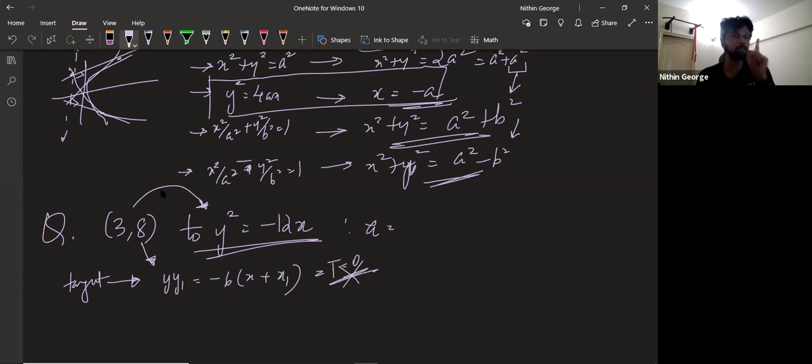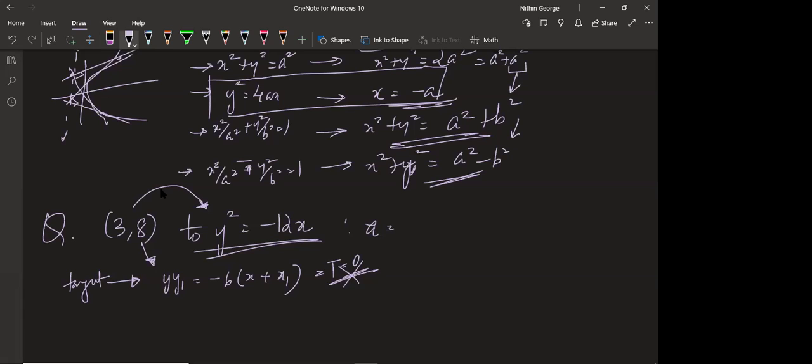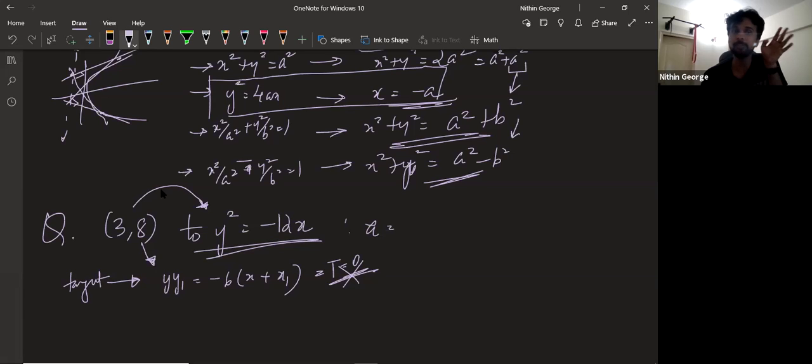3, 8 should lie on the parabola. Then only T equal to 0 will be tangent. Otherwise, what is T equal to 0? We learned this yesterday. It will become the chord of contact. 3, 8 does not lie on the conic, so T equal to 0 at 3, 8 becomes the chord of contact. So here, we will not use this method.